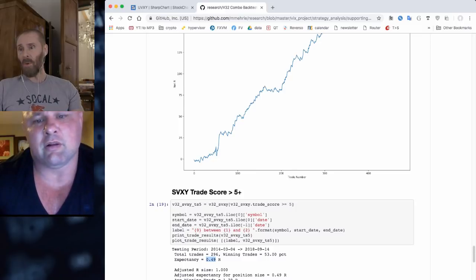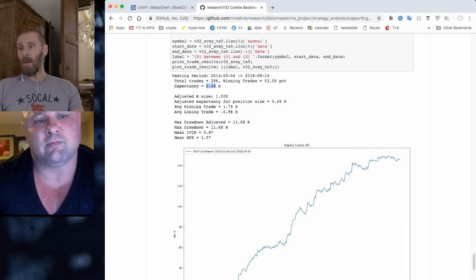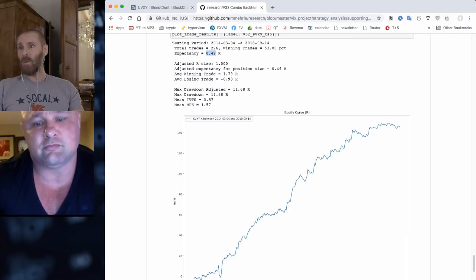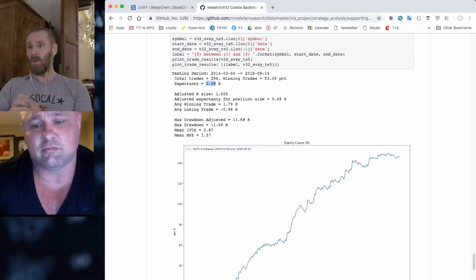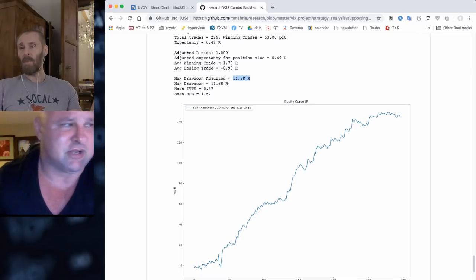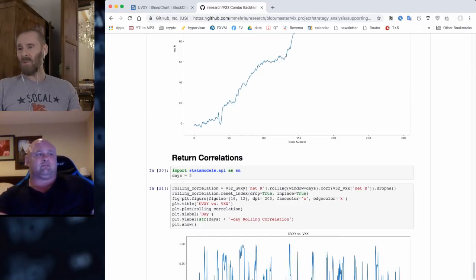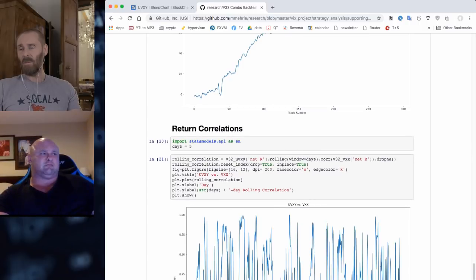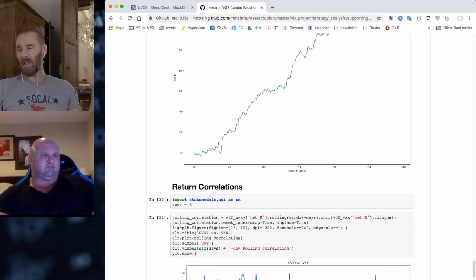I have our win rate and expectancy, which is brilliant, right? And drawdowns are still tolerable. Here it's 12, 11, and 4.9. Totally fine. You're doing some return correlations, which is really not important.